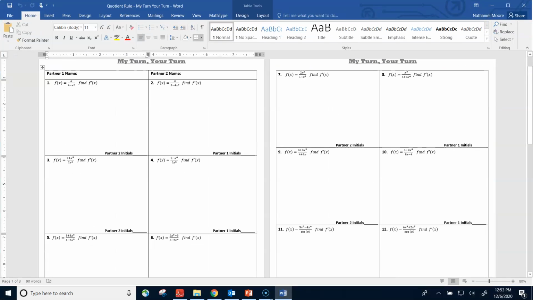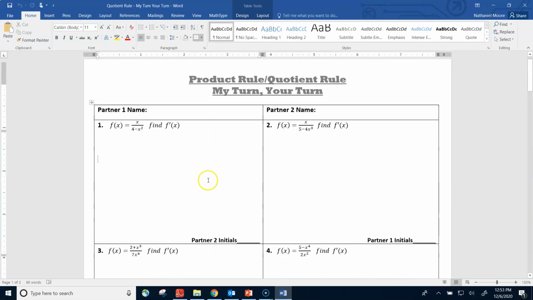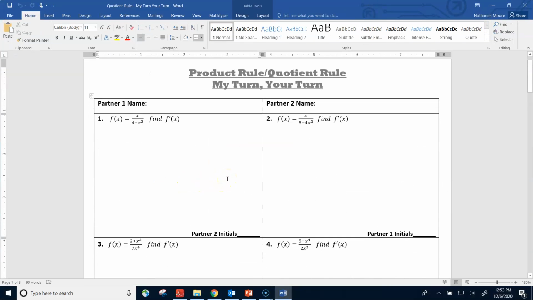Today's activity is my turn, your turn, where you guys are going to have to take turns telling each other what to do. So I'm going to give you guys one pencil, not a pen, a pencil, to use between the two of you. Only one person is allowed to use the pencil at a time.